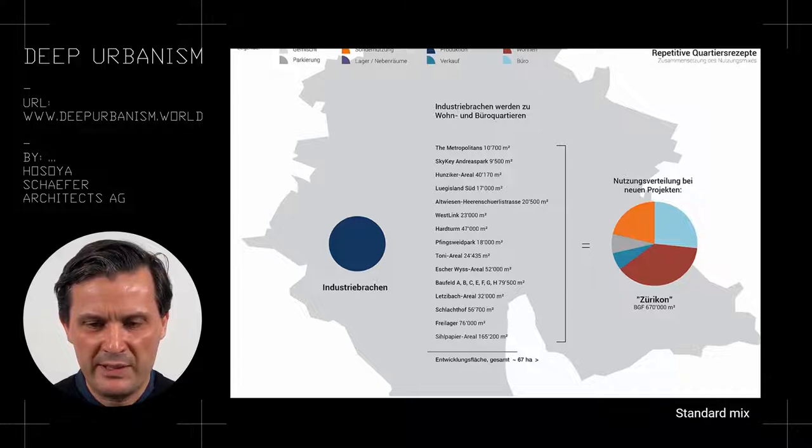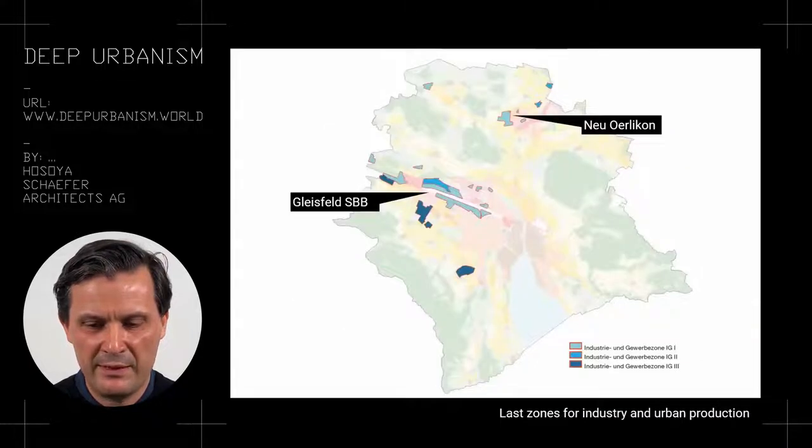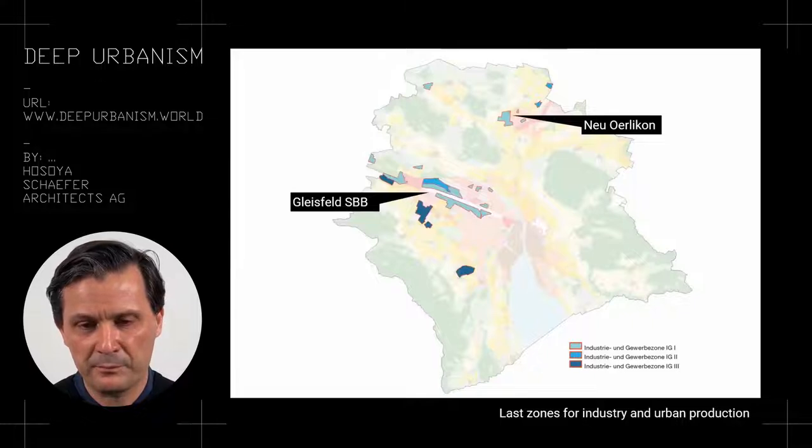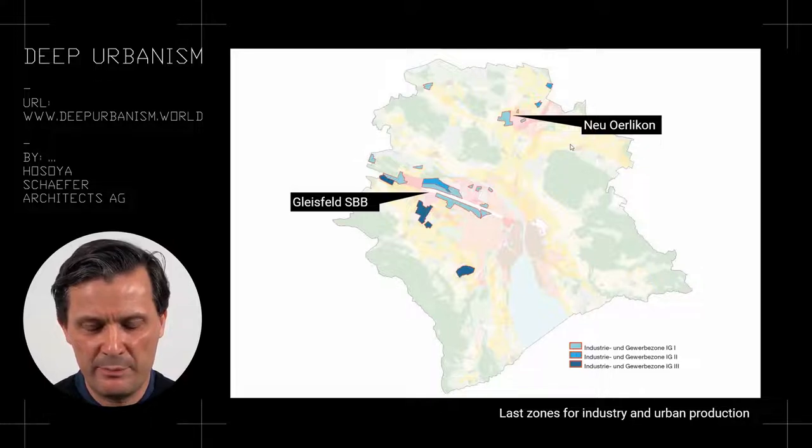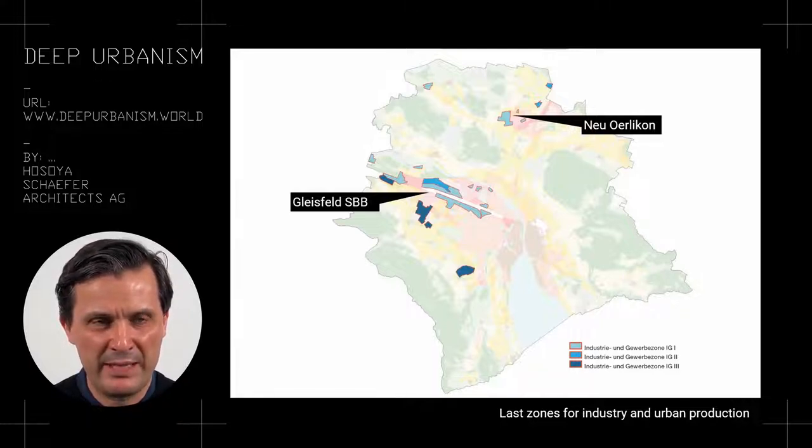Now, the politics of Zurich reacted to that and in 2007 politically defined that all of these last industrial areas here in blue have to remain industry. That has two consequences. First of all, it still can be used by industry. You are allowed to make noise, etc. But at the same time, by keeping it industrial zone, you keep the land price low. And with that, you allow for this type of urban production developments to happen.